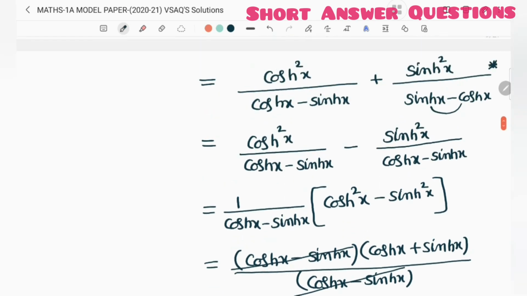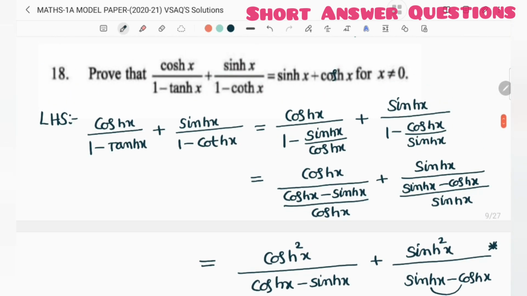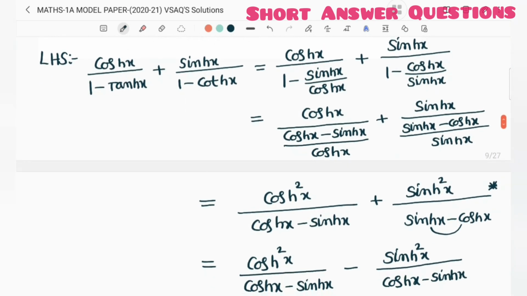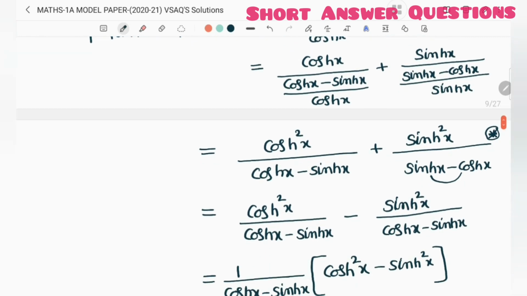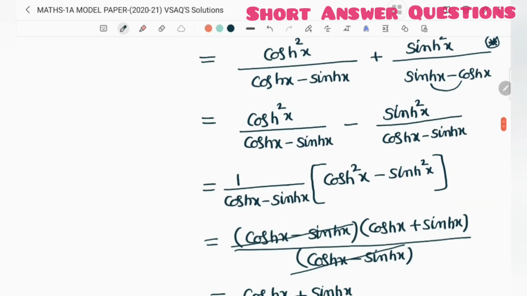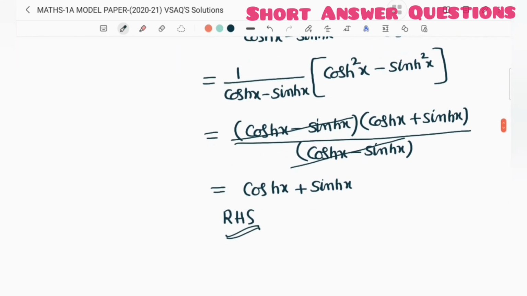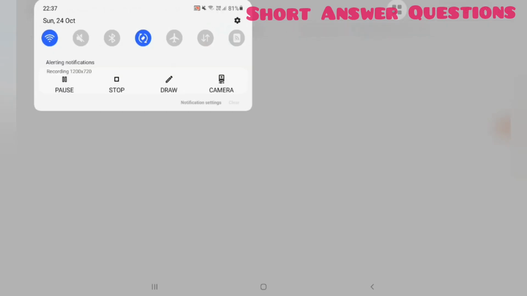Once again I will scroll down. This is considering the LHS. Here I kept one star mark. This is the only turning step, dear students. We'll move to the next question.